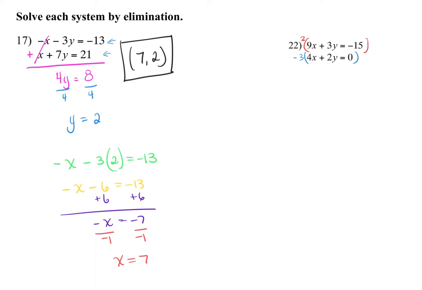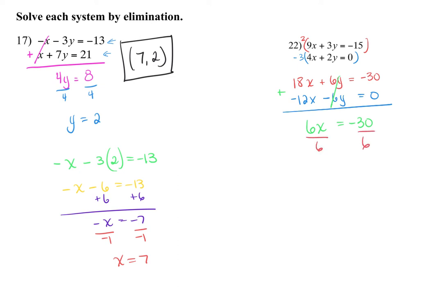And I have to multiply every single piece of it. So I'm going to distribute the 2 through. I will get 18x plus 6y equals negative 30. Multiply the negative 3 through, I get negative 12x minus 6y equals 0. All right. Now I can add down and eliminate something. And so that's what I'm going to do. Add down. I am going to get positive 18 and negative 12 give me 6. The y's cancel, negative 30 and positive 0, negative 30, and then divide to solve for my x.